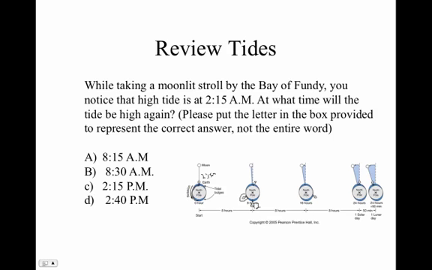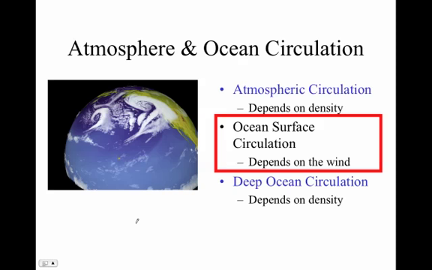Back at the Bay of Fundy, it's going to be basically a little more than 12 hours. So always about 12 hours and approximately 24 minutes. That's approximate. So take this, and in 12 hours and 24 minutes we're going to get another high tide, which would be right there, about 2:40 p.m. Let's talk about ocean circulation and ocean currents.